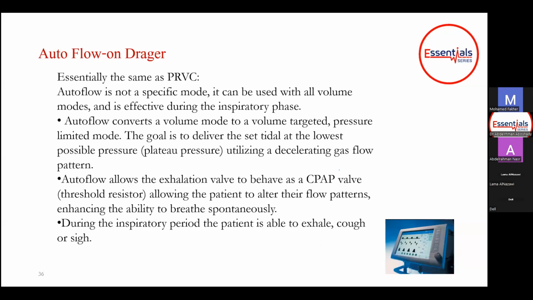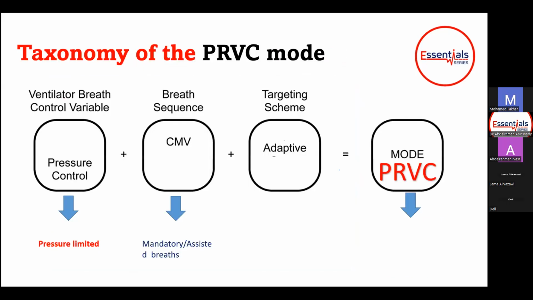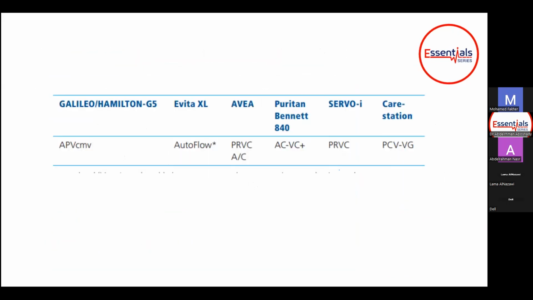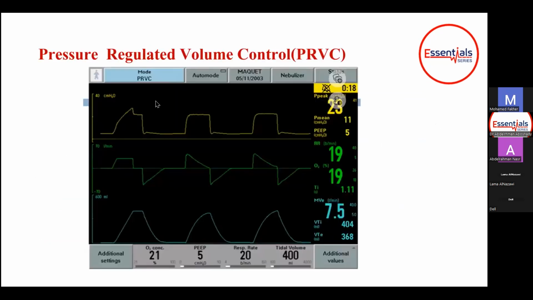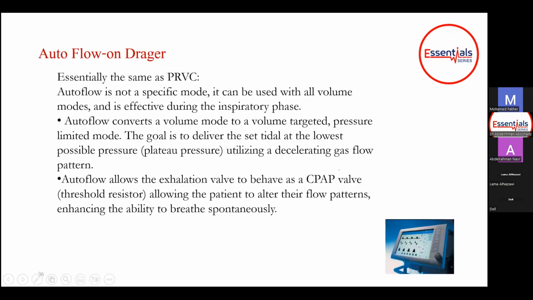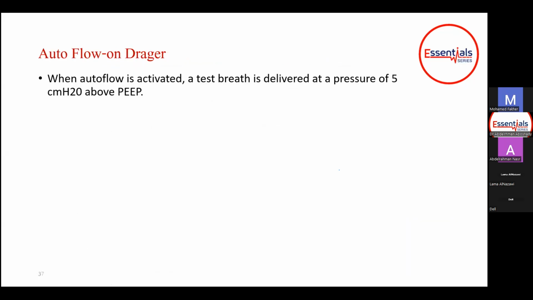Okay, but PRVC is a specific mode which is only CMV. It gives only assisted or controlled breaths. So there is no big difference actually. They do the same function, but PRVC is a specific mode like we see here in the Maquet Servo-i ventilator, while AutoFlow is just a feature. You can set it on the Dräger ventilator when you are dealing with the regular ACV mode or the SIMV volume control.